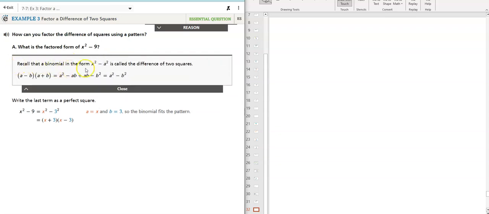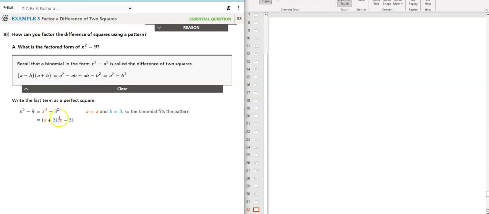Recall that a binomial in the form x squared minus a squared is called the difference of two squares, showing that a minus b times the quantity a plus b is the same as a squared minus a times b plus a times b minus b squared. So because these center pieces cancel out, you're just left with a squared minus b squared.